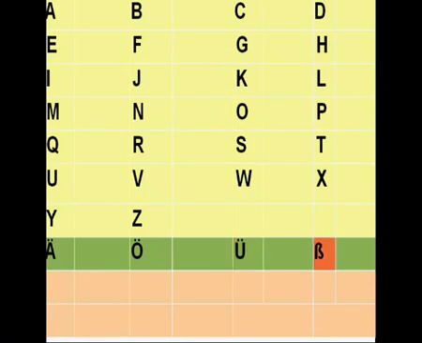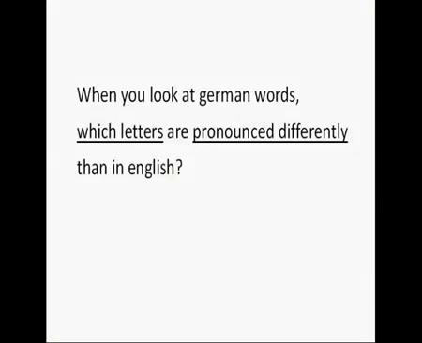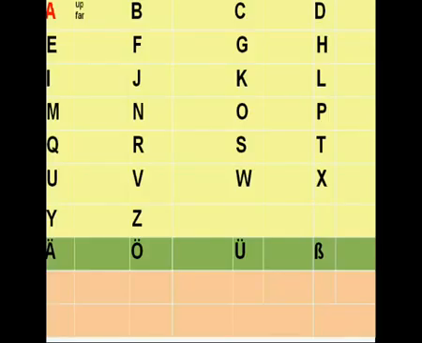And finally, the letter SZ, also called scharfes S. So, when you look at German words, do you know which letters are pronounced differently than in English? First of all, there's the letter A, which can be pronounced in many different ways in English, like for instance A, but in German we only have one way to pronounce it, either in the short version like in up, or in the long version like in far.